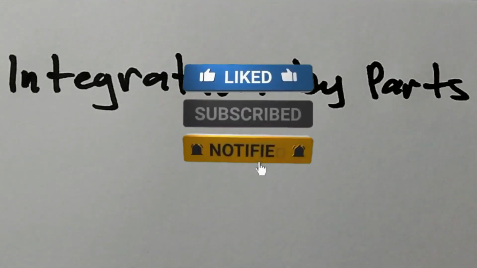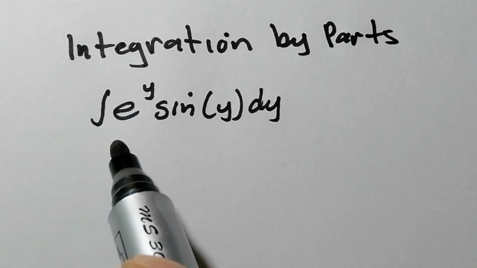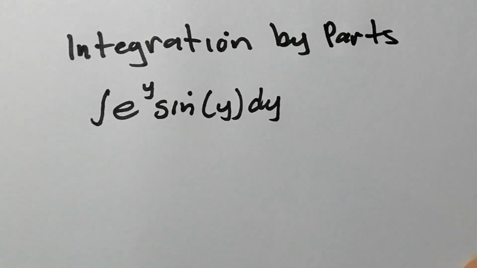Okay, let's get started. We have a problem here: what is the integral of e raised to y times sine y dy? In this case, the first step is to choose the u and v.